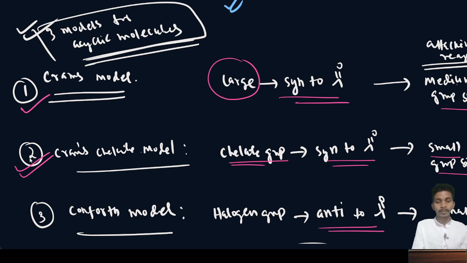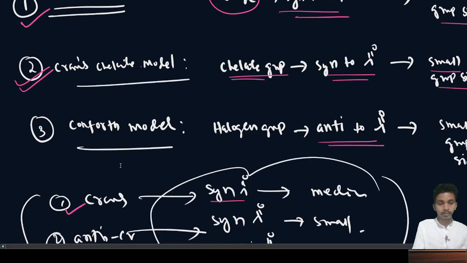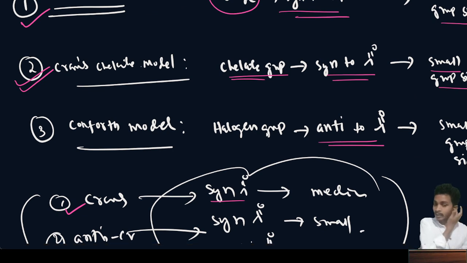For Cram's chelate model, also called the anti-Cram's model, we look at the chelate groups, and if the chelate group is seen to this carbonyl group, then the reagent will attack from the small group side. In the Comfort model, instead of chelate groups, a halogen group is there. Halogen is also a chelate group, but the Comfort model is specifically for halogens. If the halogen is anti to this carbonyl, then the reagent will attack from the small group side.